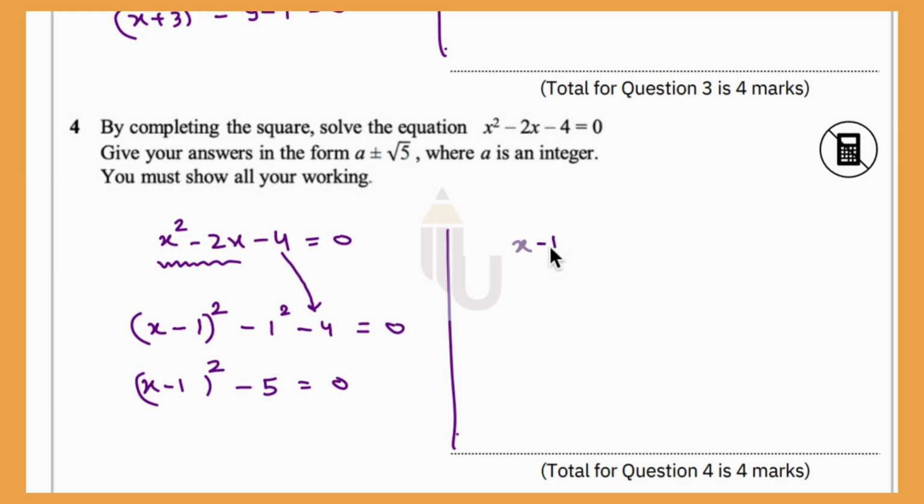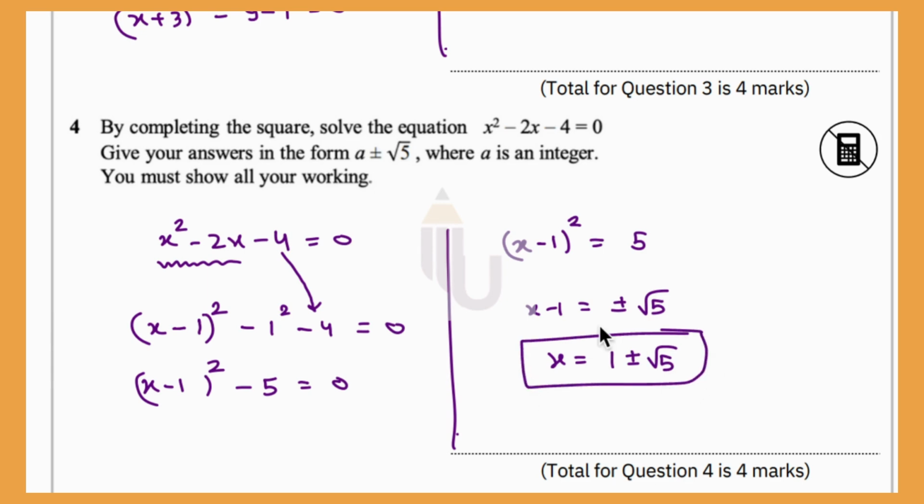Then I have x minus 1 whole square is equal to 5. x minus 1 is equal to plus minus root 5, and x is equal to 1 plus minus root 5. That's it. So this is how we can try solving more questions with this method, and if you're fine with this, then you can definitely practice more questions on your own, and just make sure that you're comfortable solving this.